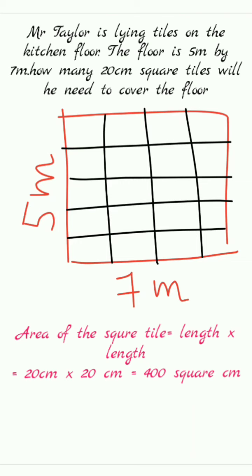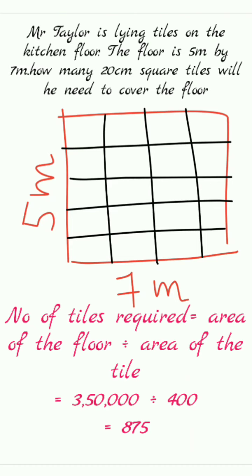Now we can find out the number of tiles required to cover the floor. I already told you we need to divide the area of the floor by the area of the tile. So the number of tiles required is equal to area of the floor divided by area of the tile, that is equal to 3,50,000 divided by 400, and that is equal to 875. So Mr. Taylor needs 875 tiles to cover the kitchen floor.